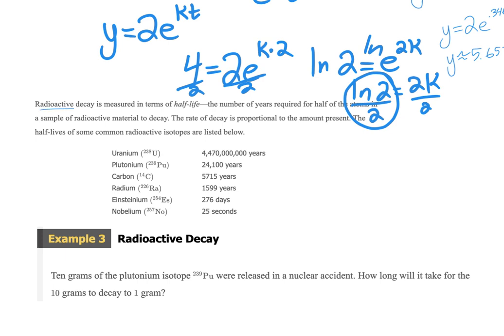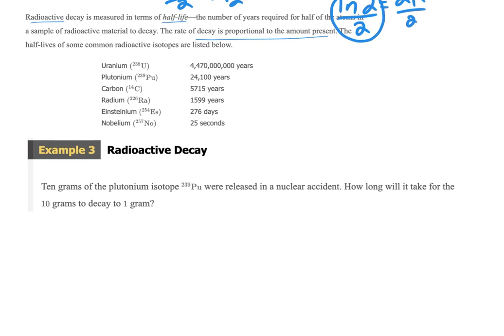Okay, radioactive decay is measured in terms of half-life, the number of years required for half of the atoms in a sample of radioactive material to decay. The rate of decay is proportional to the amount present. Proportional to the amount present, that means we can use our theorem from up above. I included these half-lives here, just in case they might be needed in some of these problems. So 10 grams of the plutonium isotope 239 were released in a nuclear accident. How long will it take for the 10 grams to decay to 1 gram?